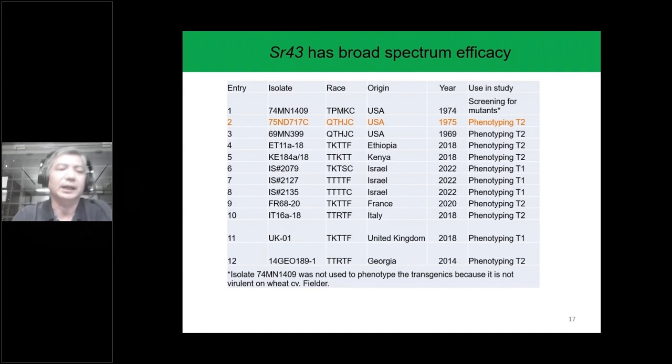This table shows 11 isolates we used to test the SR43 transgenic. Geographically, they are from USA, Ethiopia, Kenya, Israel, France, Italy, United Kingdom, and Georgia. And the transgenic is resistant to 10 out of 11 isolates. So SR43 has broad spectrum efficacy.